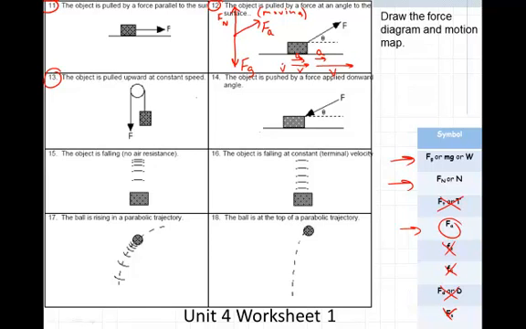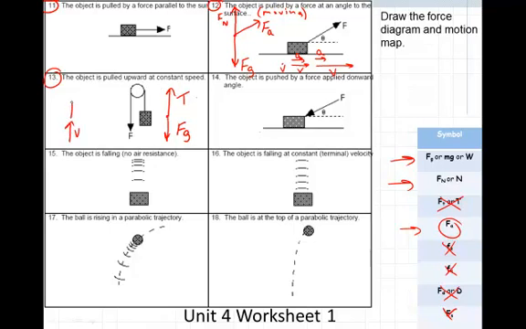For number 13, we draw its motion map being pulled upward with a constant speed. So in the upward direction, we would draw a force of tension. In the downward direction, there's a weight or force due to gravity. And that's really it. There are no other forces involved. So let's go ahead and draw our motion map. It says it's being pulled upward with constant velocity.